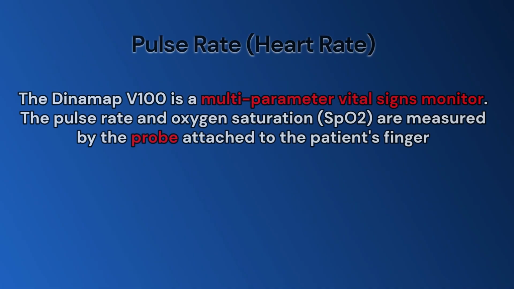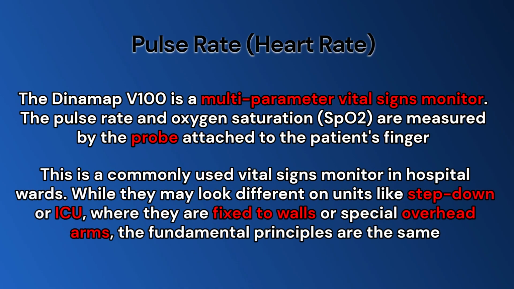Pulse rate using the DynaMap V100. The DynaMap V100 is a multi-parameter vital signs monitor. The pulse rate and oxygen saturation are measured by the probe attached to the patient's finger. This is a commonly used vital signs monitor in hospital wards. While they may look different on units like step-down or ICU, where they are fixed to walls or special overhead arms, the fundamental principles are the same.